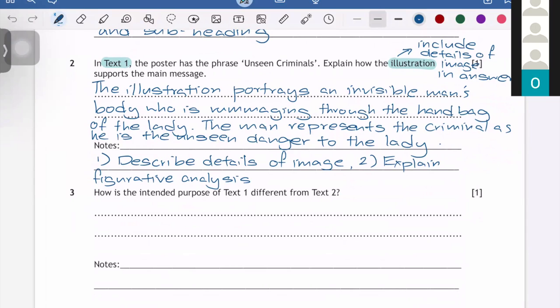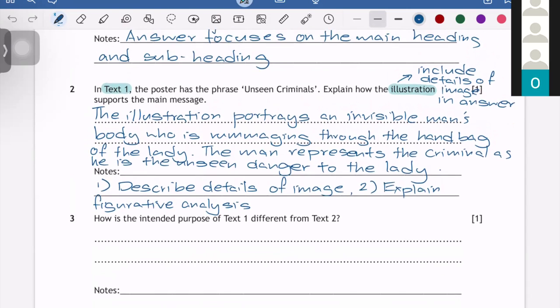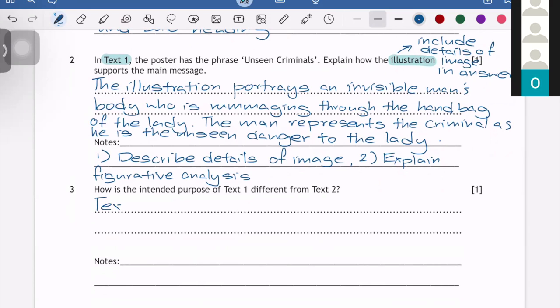Question 3. How is the intended purpose of text 1 different from text 2? So from text 1 just now, they are talking about the rising awareness of the growing threat of cyber attacks, while text 2 is offering solutions to defend yourself. So you will have to tell me each of the individual purpose.